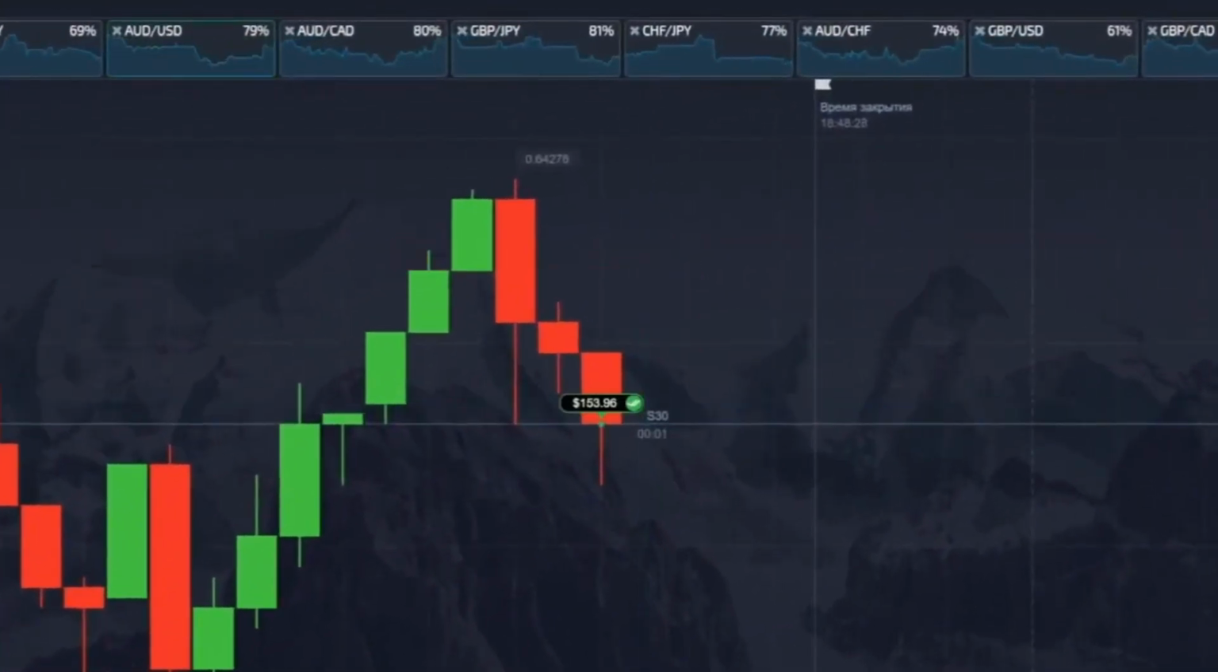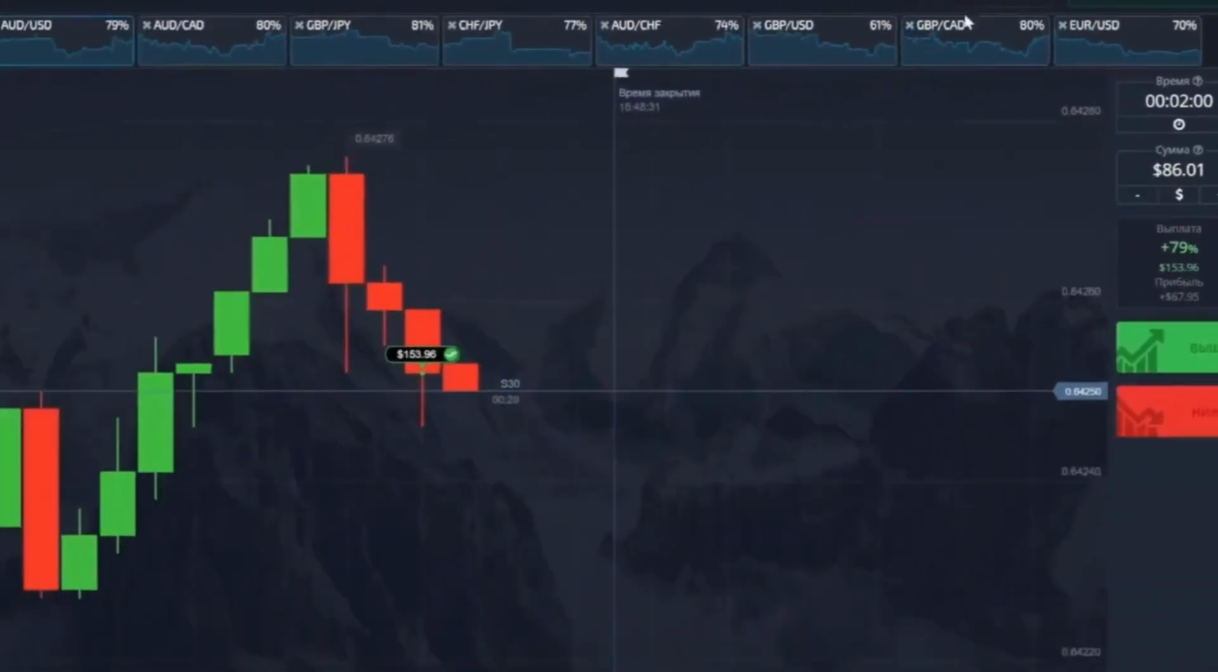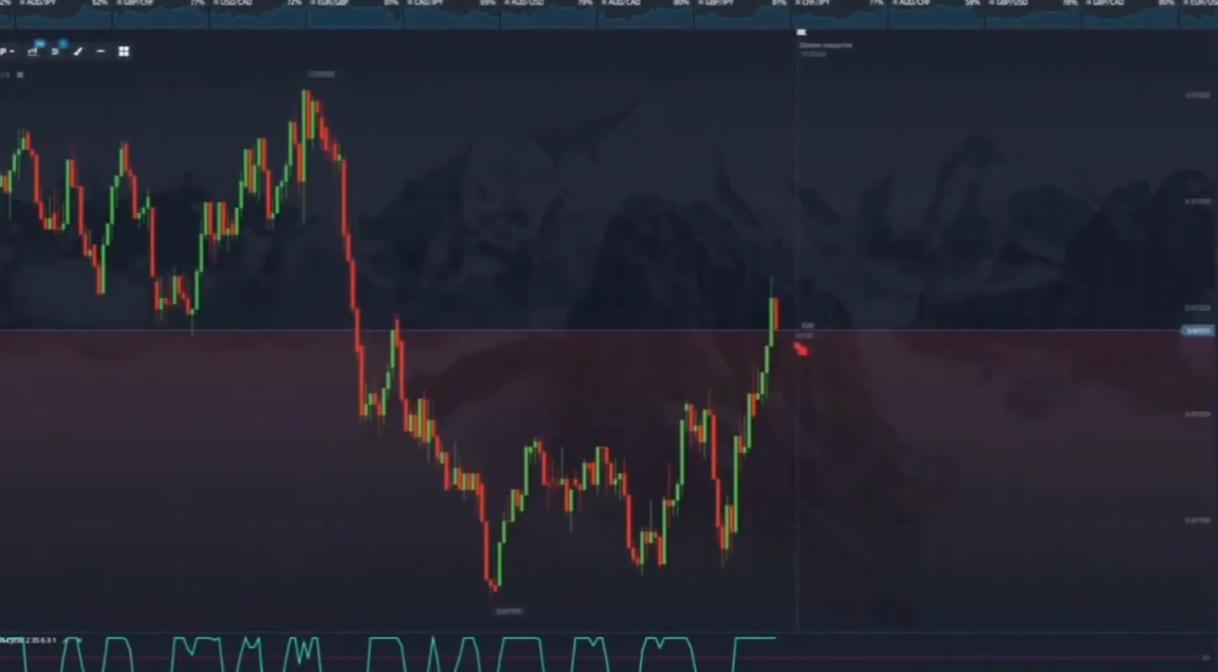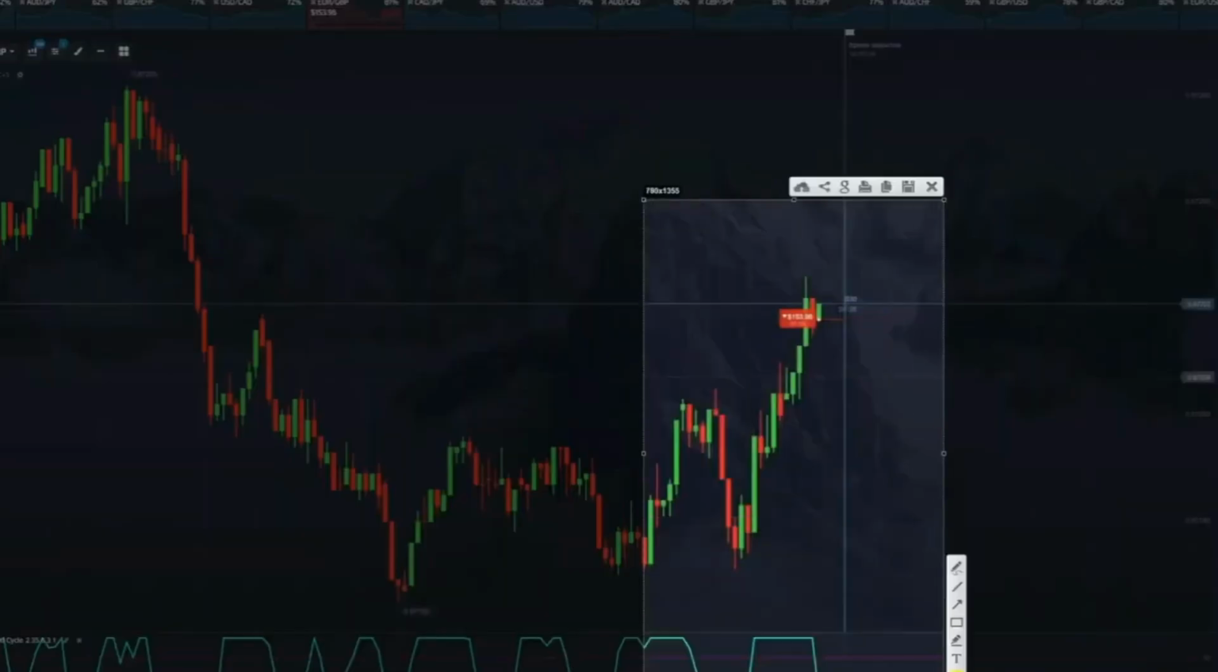The trade closes in profit. My balance is now $153.96. Next, I enter a trade on the Euro-Pound pair. Following all the rules of the strategy, I once again wait for the candle to close and then make the trade. There's nothing new in this example.